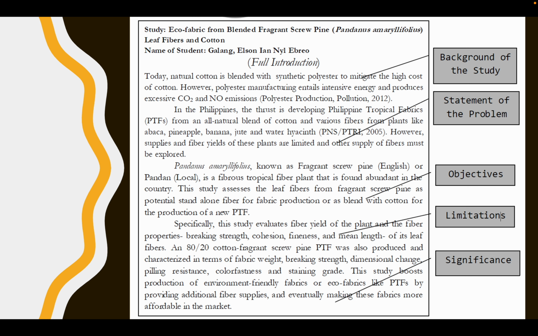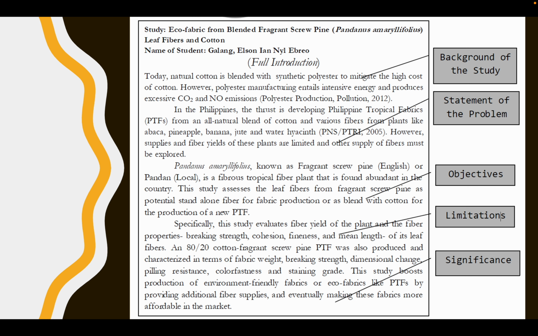Today, natural cotton is blended with synthetic polyester to mitigate the high cost of cotton. However, polyester manufacturing entails intensive energy and produces excessive carbon dioxide and nitrogen oxide emissions. That is according to Polyester Production Pollution 2012.